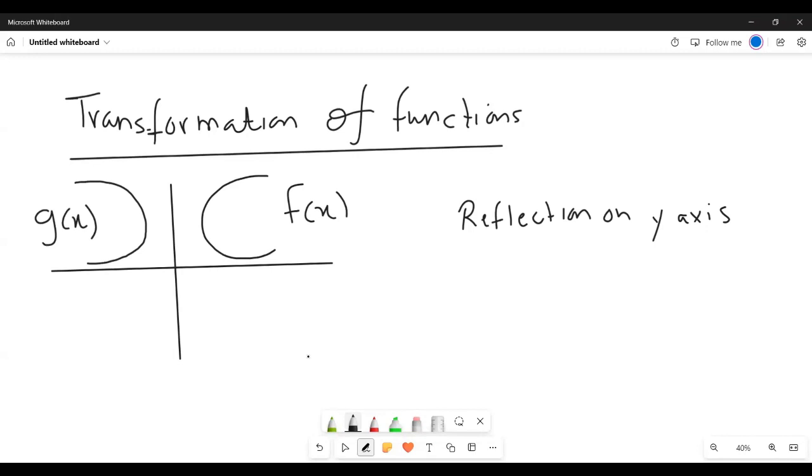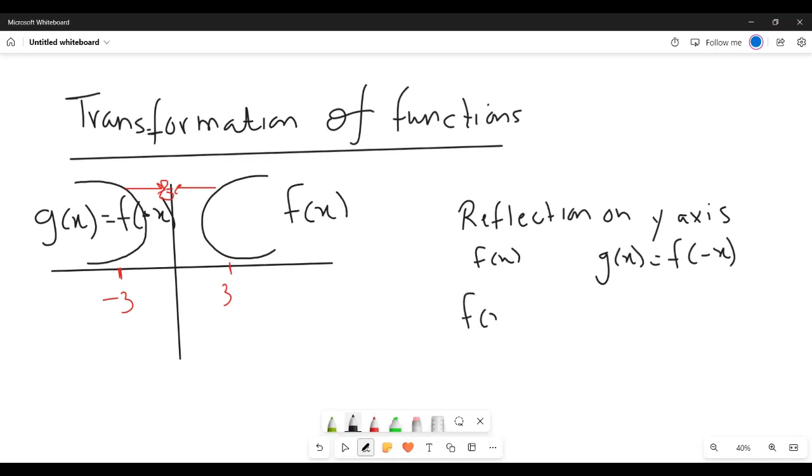Now, gx would be f of minus x. Because notice, now the values of y are the same. For example, value of y for this one is 8. Then the value of y for this one is also 8. Value of y is not changing. But if x here was 3, now x here is minus 3. So the value of x is being multiplied with minus 1. So fx, if that's the original function, then gx is f of minus x, which is a reflection on the y-axis.